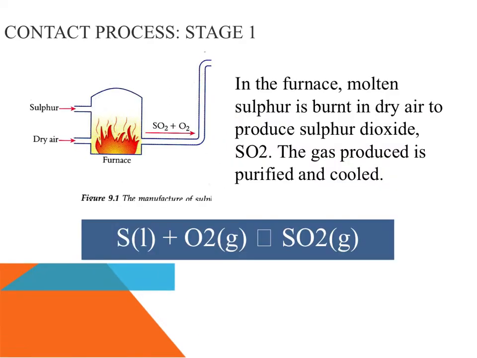Okay, so the first stage, we've just talked about this. Stage 1, okay, in the furnace, molten sulfur, so that means melted sulfur, is burned in dry air to produce sulfur dioxide, okay? This gas is purified and cooled, okay? So sulfur plus oxygen, because oxygen is in a pair, makes sulfur dioxide, okay? That's why we're talking about dry air that's had any water vapor removed from it, and we use that as our source of oxygen. So that is stage 1.